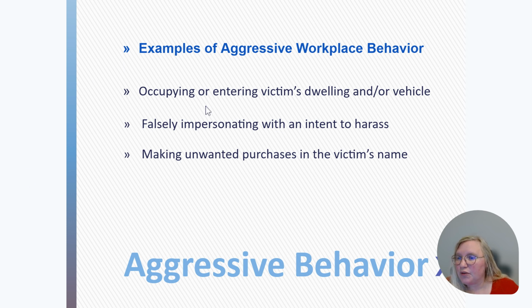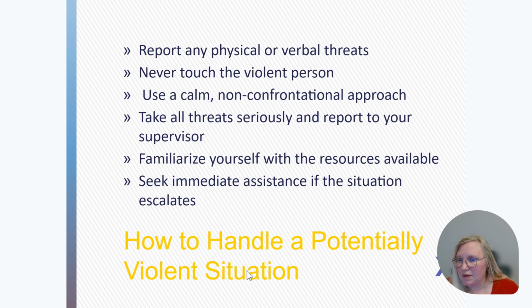Some more examples could be occupying or entering a victim's dwelling or vehicle, falsely impersonating with an intent to harass. So, if you sign something with someone else's name that's purposefully wrong, like the wrong information on a form, that would fall under workplace violence. Or making unwanted purchases in the victim's name. I always think of ordering a bunch of pizzas to someone's house when I think of that. So those would be the examples.